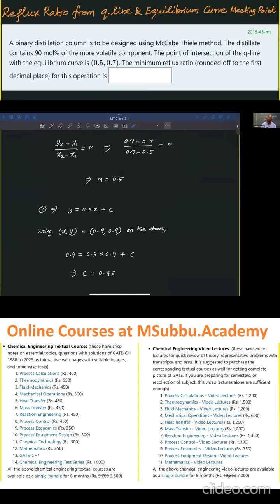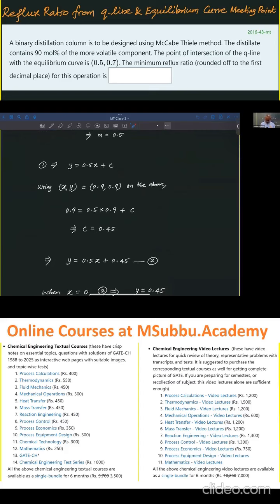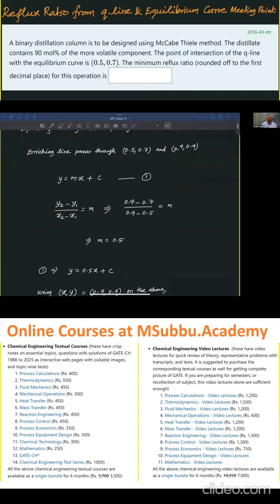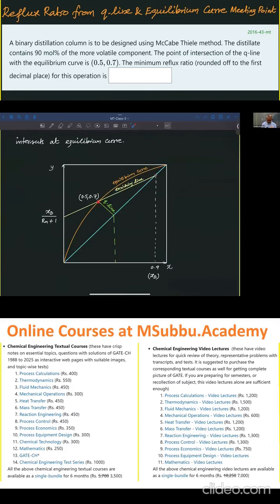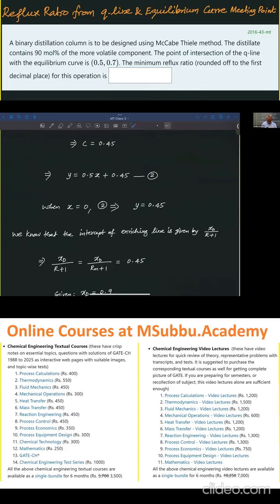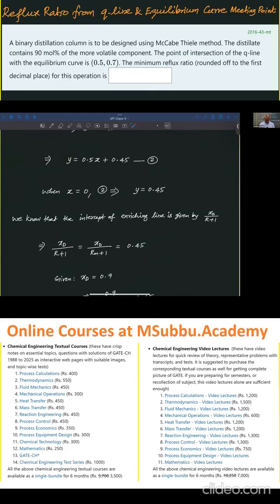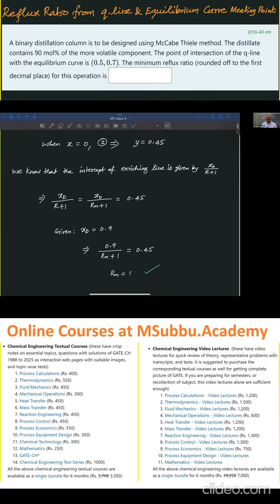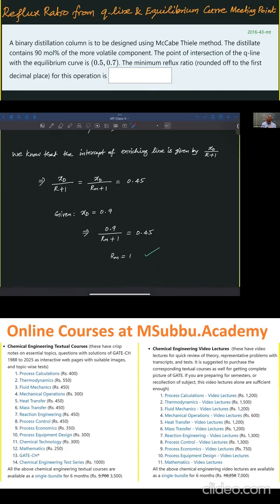So once the slope and intercept are available, you have this equation. What is needed is you have to solve for this thing. So otherwise we have this equation. Simply get the value of y for x equal to 0. That's it. Simply substitute x equal to 0 and you'll be getting the y value, that is the value of xD by R plus 1. Here in this case R is Rm, what is called the minimum reflux. Okay, so we are solving for this minimum reflux, that answer is simply equal to 1 in this case.